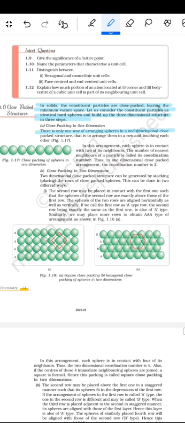तो कहता है कि there is only one way of arranging spheres in a one-dimensional close packed structure, that is to arrange them in a row and touching each other. In this arrangement, each sphere is in contact with two of its neighbors. The number of the nearest neighbors of a particle is called its coordination number. Thus, in one-dimensional close packed arrangement, the coordination number is 2.